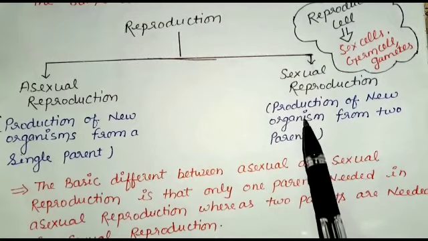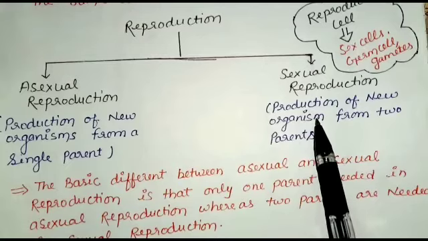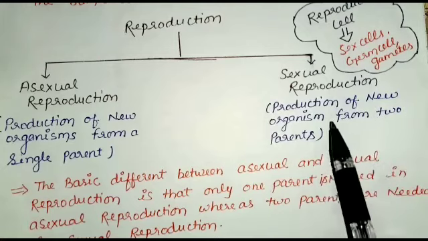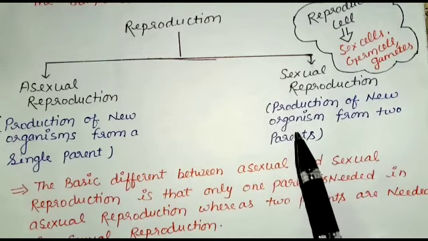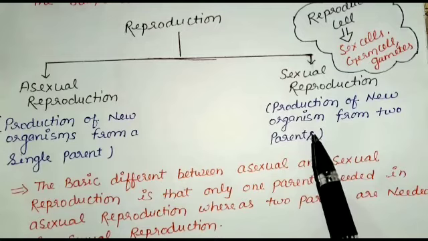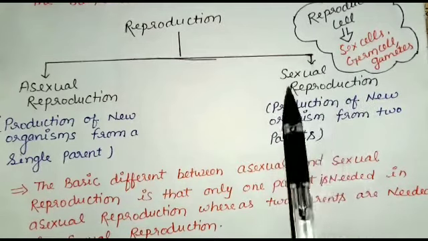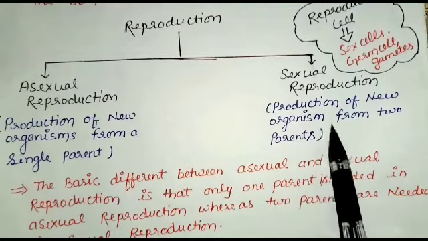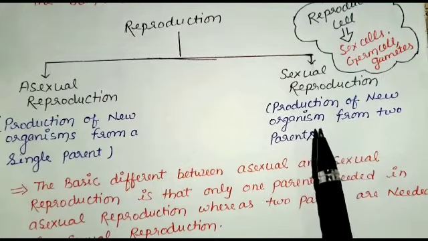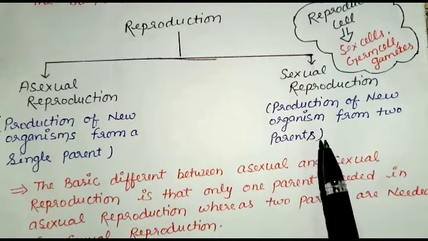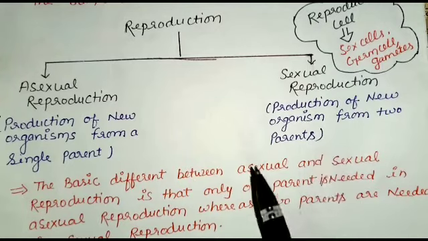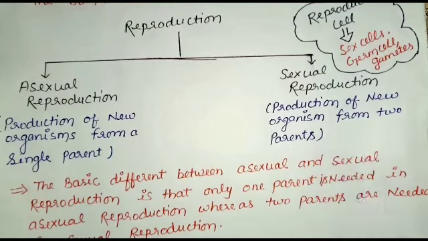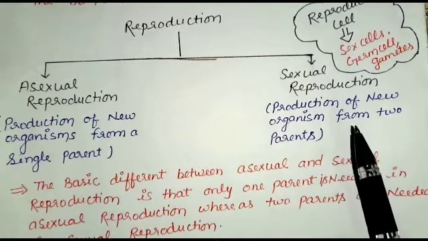Thus, in sexual reproduction, two parents are needed to produce a new organism. The two parents involved in sexual reproduction are called male and female. Examples of sexual reproduction are human, fish, frog, hen, cat, dog, cow, horse, deer, rabbit, lion, tiger, all reproduce by the method of sexual reproduction. Most of the flowering plants also reproduce by sexual reproduction.